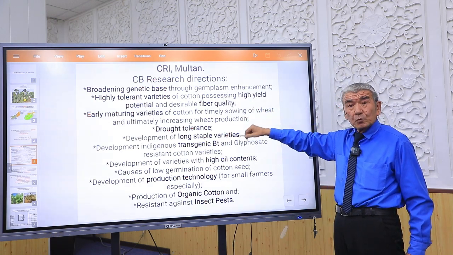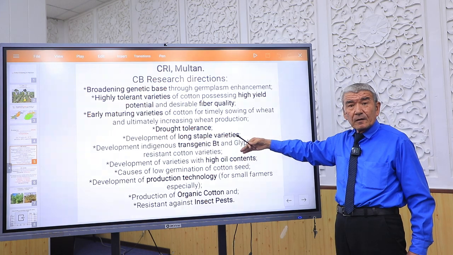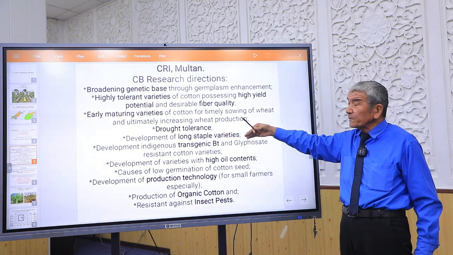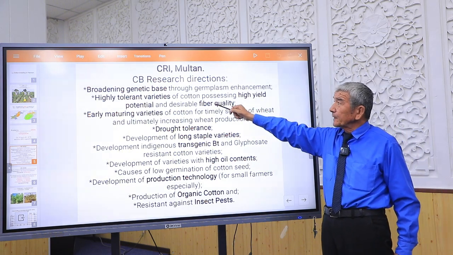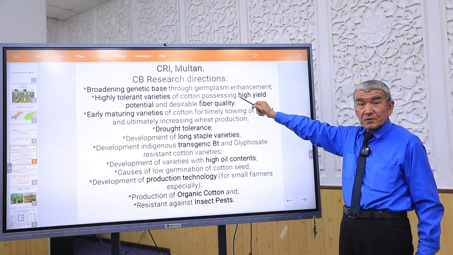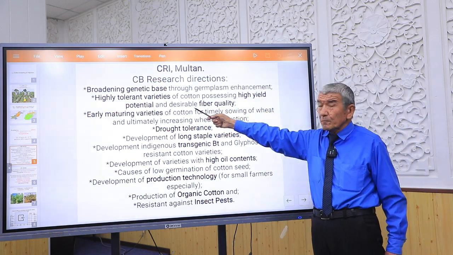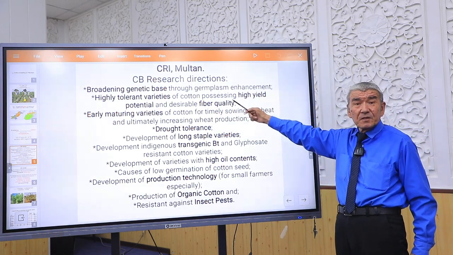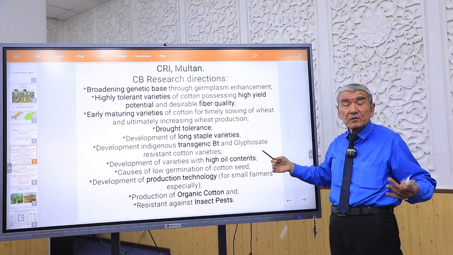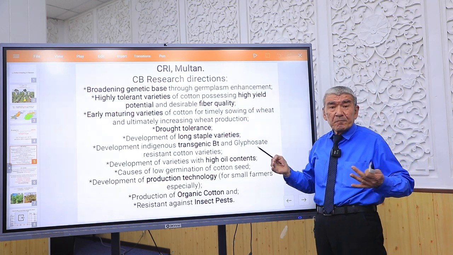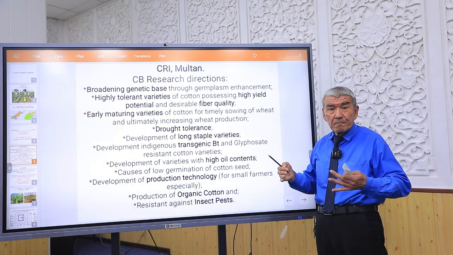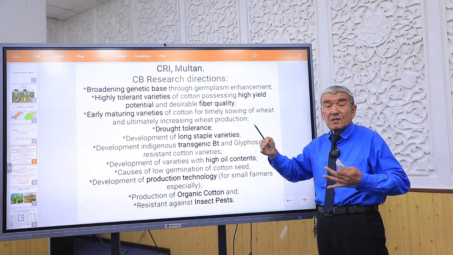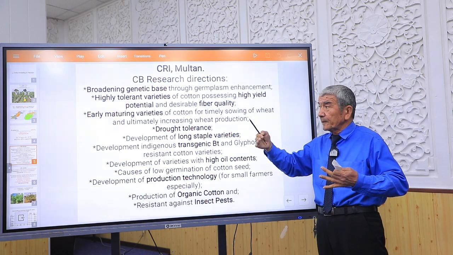And to address the above mentioned problems, they have corresponding cotton breeding research directions. They are broadening the genetic base through germplasm enhancement. This means that whatever cotton breeding materials they have, they will improve them for developing some needed traits and properties.